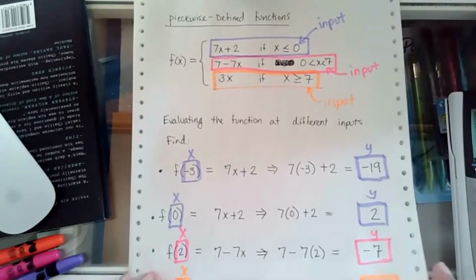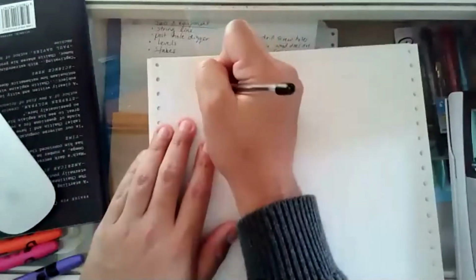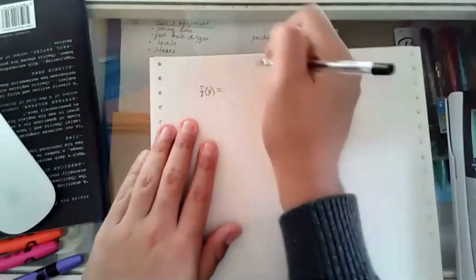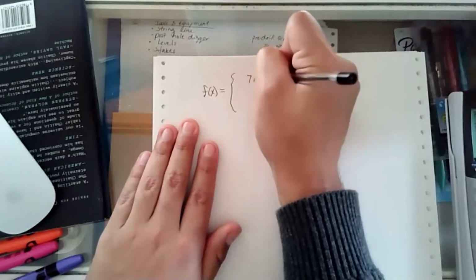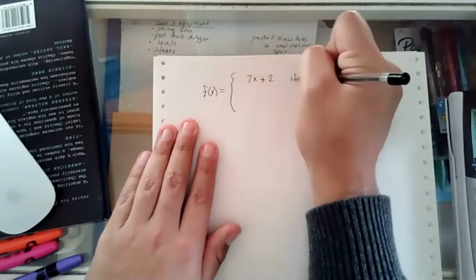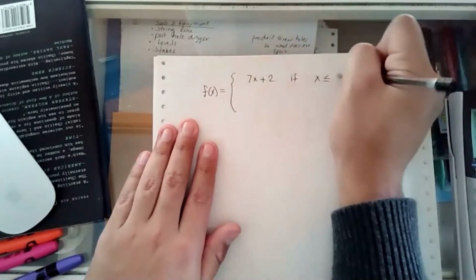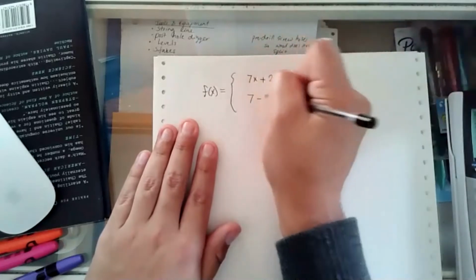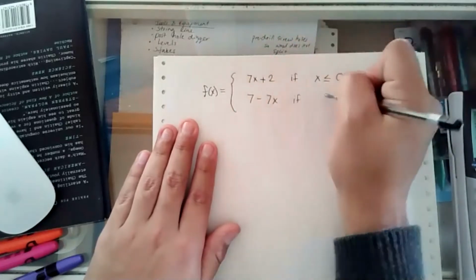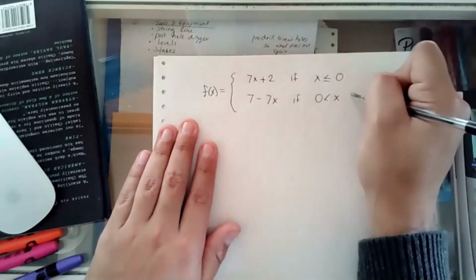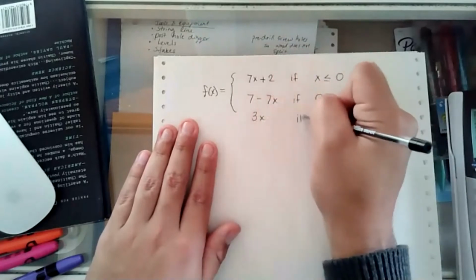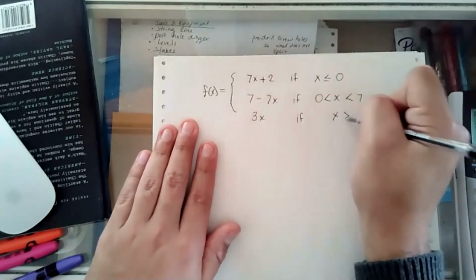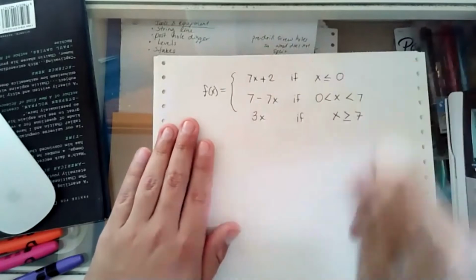Okay. So let me rewrite this function just so that we have it on hand. Our function that we're dealing with is a piecewise defined function that has 7x plus 2 if the input values are less than or equal to 0, 7 minus 7x if the input values are between 0 and 7, and then 3x if the input values are greater than or equal to 7.